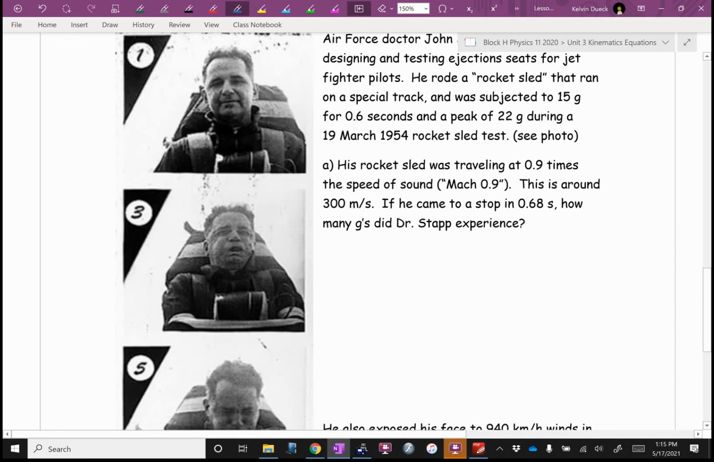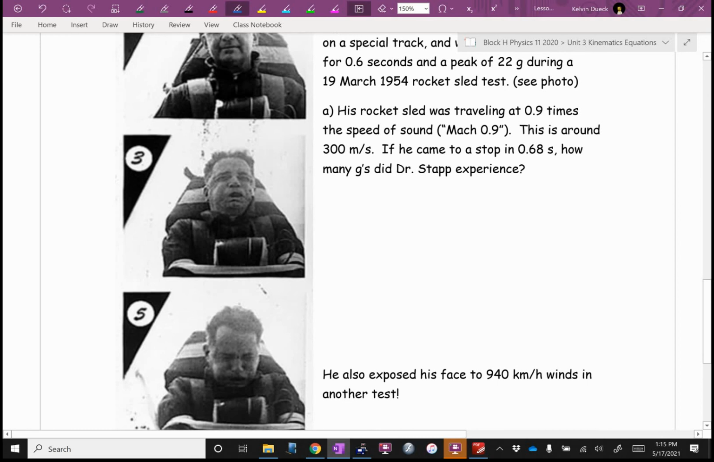He set the world record. His rocket sled was traveling at 0.9 times the speed of sound, Mach 0.9, around 300 meters per second. He came to a stop in 0.68 seconds. How many G's did he experience? We're going to figure it out. First thing we're going to figure out is the acceleration. So everybody write down A equals question mark.